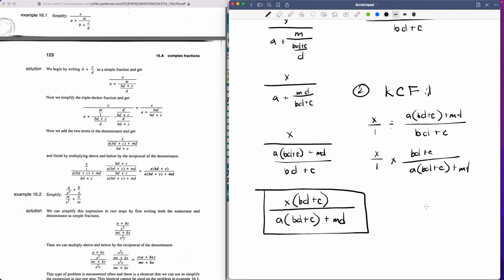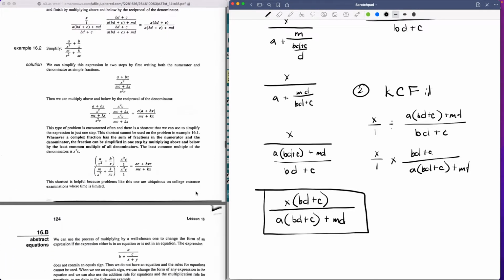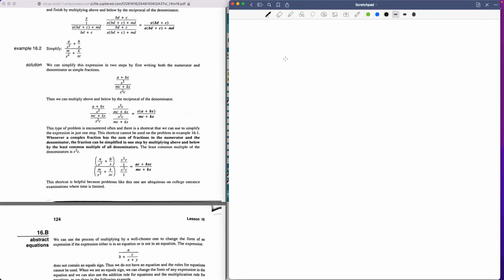So let's look at 16.2 right here. And you can see my answer here matches this answer here. So it means I did it right. Yay! Let's look at the next one.